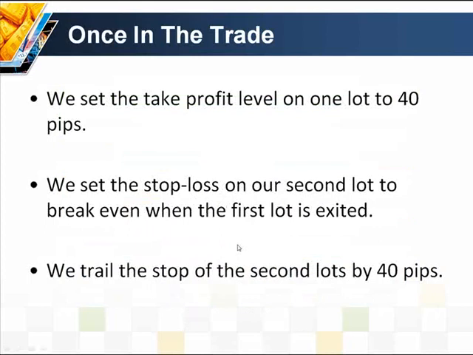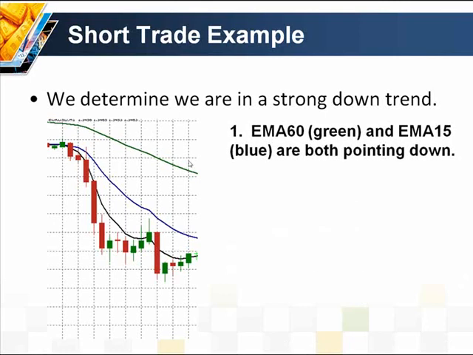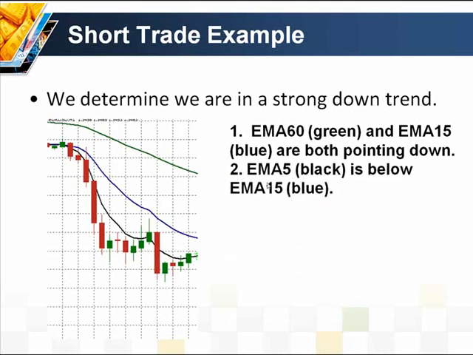Just to show you here with an example, our first step when we're entering a short trade is we need to determine that we are in a strong downtrend. To do that, as I said, we use three different criteria. First of all, looking at our charts and the colors of our lines, the EMA 60 is the green line, the EMA 15 is the blue line, and those both need to be pointing downward for us to meet the first criteria.